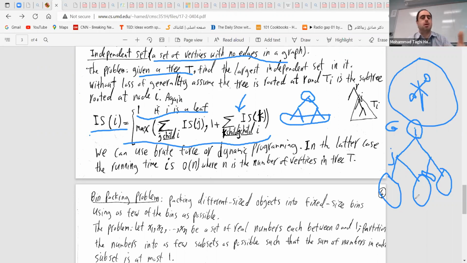And now, if you want to do that, of course you don't want to recompute this one. So for any vertex, when you are computing IS of I, you will just have an array of size n, and you will just save that independent set size there. How can we find the actual independent set? Again, the same way that we have mentioned.